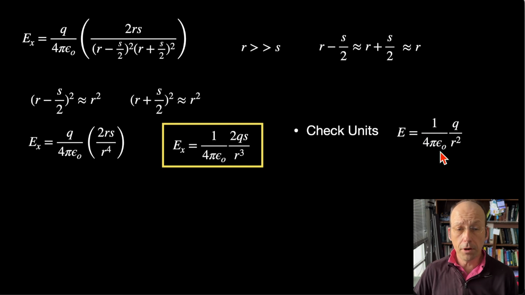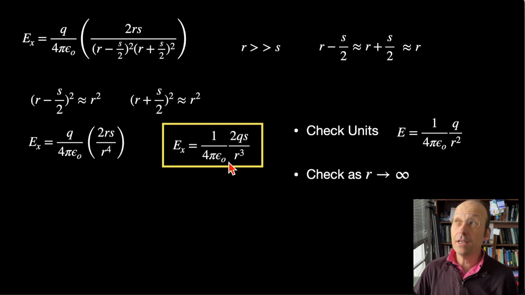We have 1 over 4 pi epsilon naught, check. We have Q, and then we have Q over r squared right here. And this is distance divided by distance cubed, so it is 1 over r squared. So it does have the same units as the electric field due to a point charge. Good. Now, what should happen as r goes to infinity?